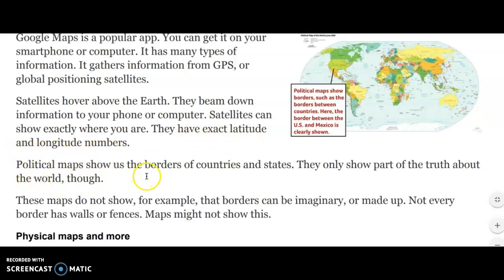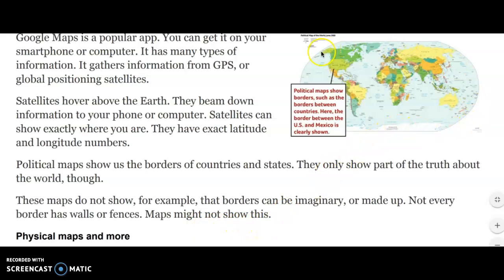Political maps show us the borders of countries and states. They only show part of the truth about the world, though. These maps do not show, for example, that borders can be imaginary or made up. Not every border has walls or fences. Maps might not show this.